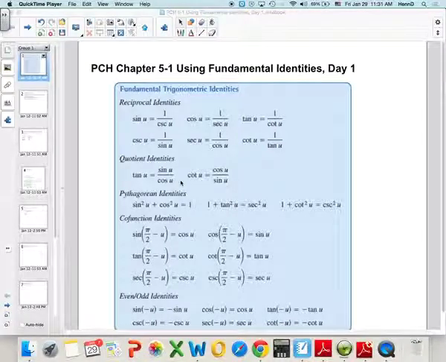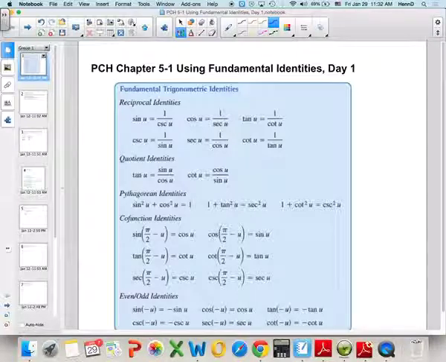Alright, so we learned some identities in our last unit. We're going to learn and use more this unit. Okay? But all except for the last ones, these are the ones that we've already learned. You already know the reciprocal identities. You already know the quotient identities and the Pythagorean identities and the cofunction identities.